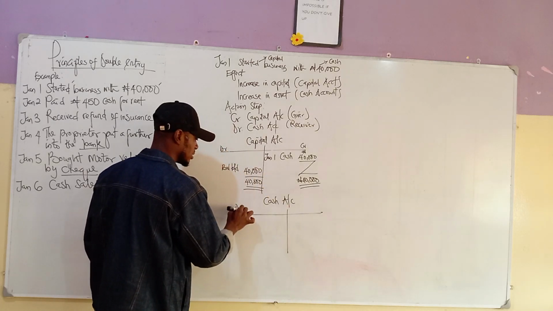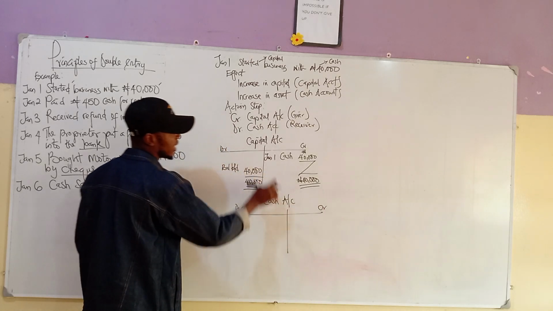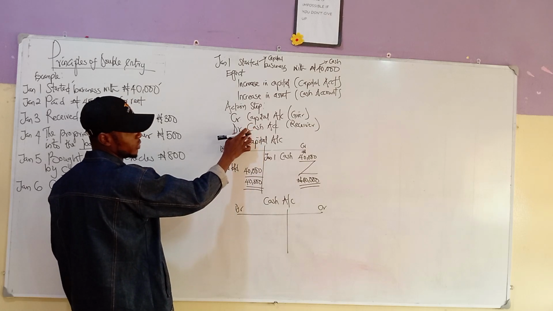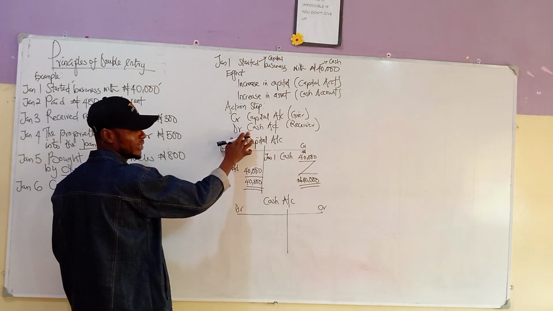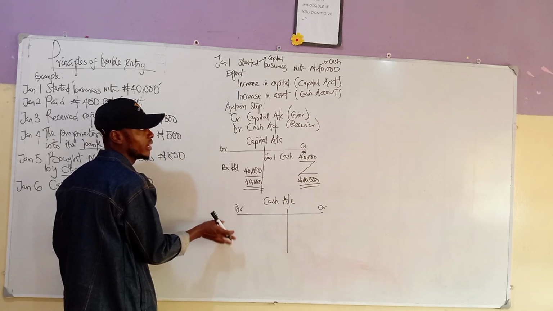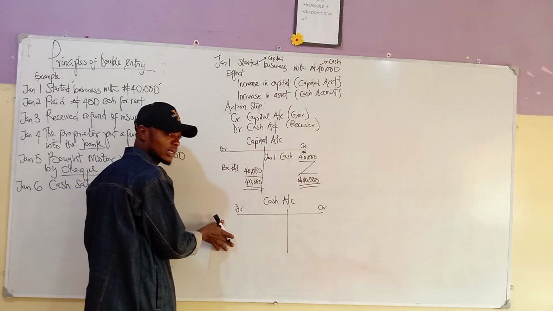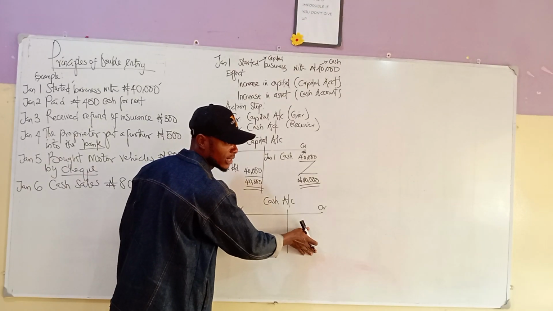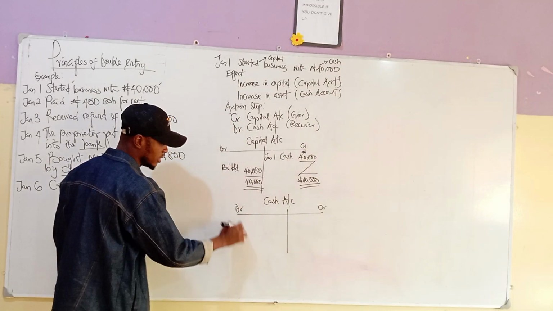This is our debit side. This is our credit side. Now, in terms of the receiving, what should we do to the cash account? We should debit it because it is an income. I remember I said income in the cash book is recorded on the debit side and expenses are recorded on the credit side.